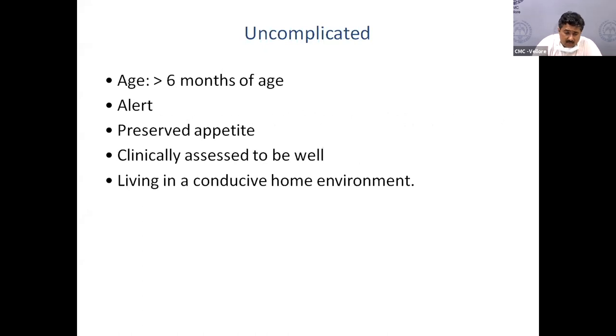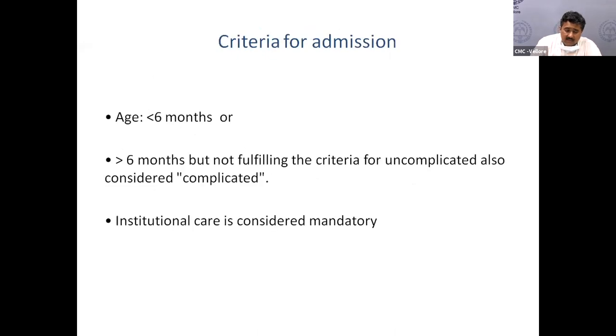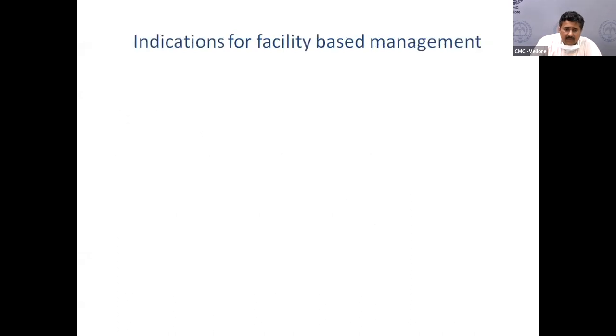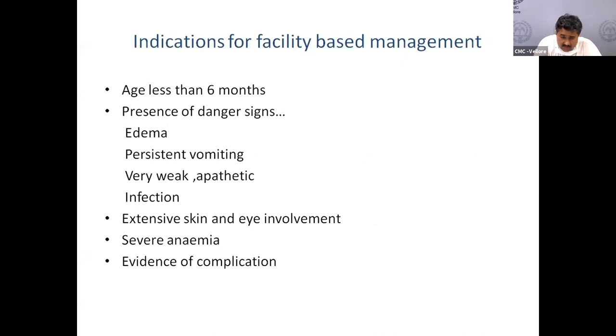It is called uncomplicated if the child is more than 6 months of age, he's alert, he has a good appetite, clinical assessment is well, and he is living in a conducive home environment. Criteria for admission: any child less than 6 months with malnutrition mostly needs hospital-based care. More than 6 months with complication, usually institutional care is mandatory. Mostly children having danger signs like edema, persistent vomiting, being apathetic, very weak, or having infection need facility-based management. Who has severe skin and eye involvement, severe anemia, or any complications needs facility-based management.